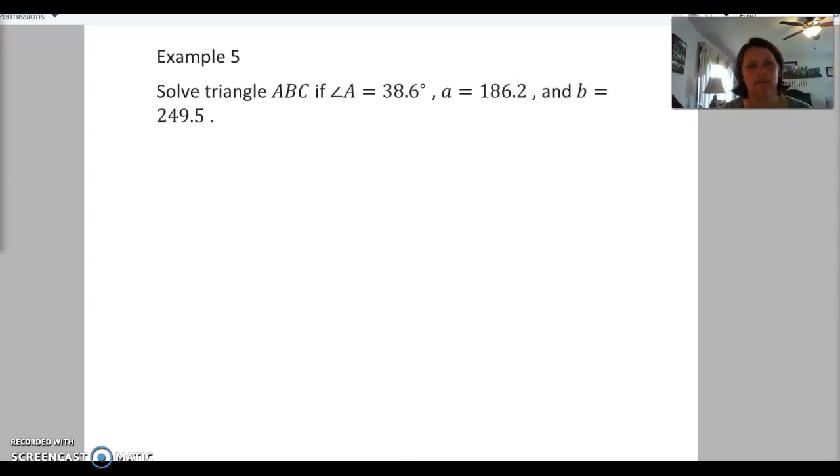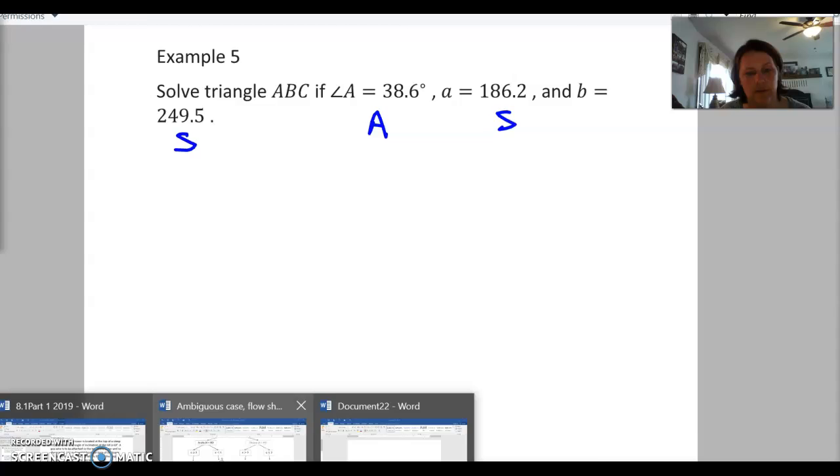Okay, next we have example number 5. Solve triangle ABC for angle A. So that's an angle, side, and another side. Here we are again, another angle, side, side. We're going to follow through with that flow sheet. So let's go look at our flow sheet.